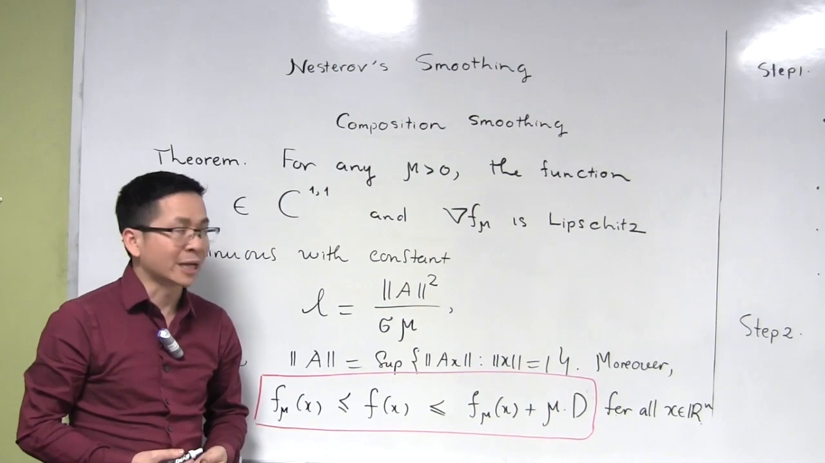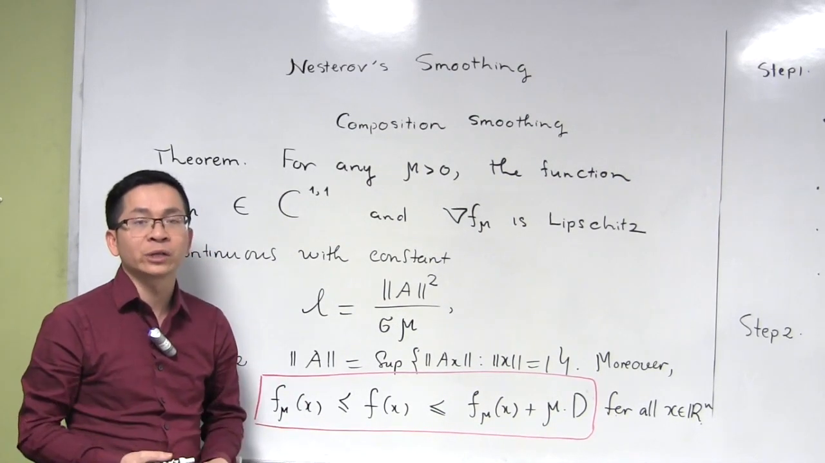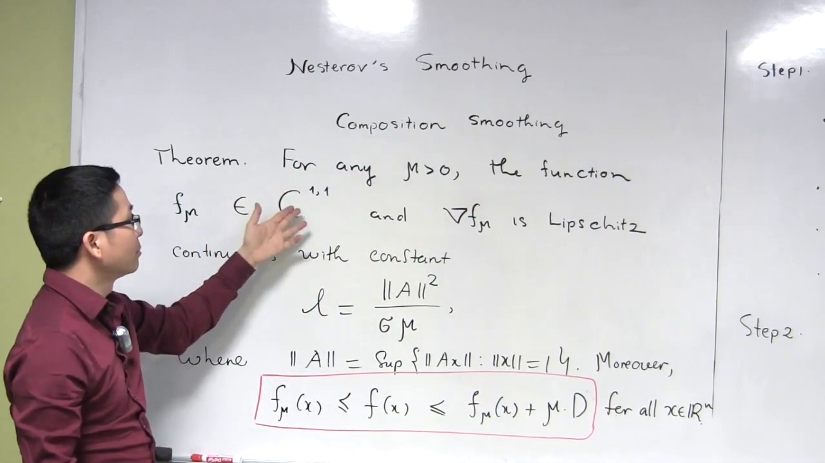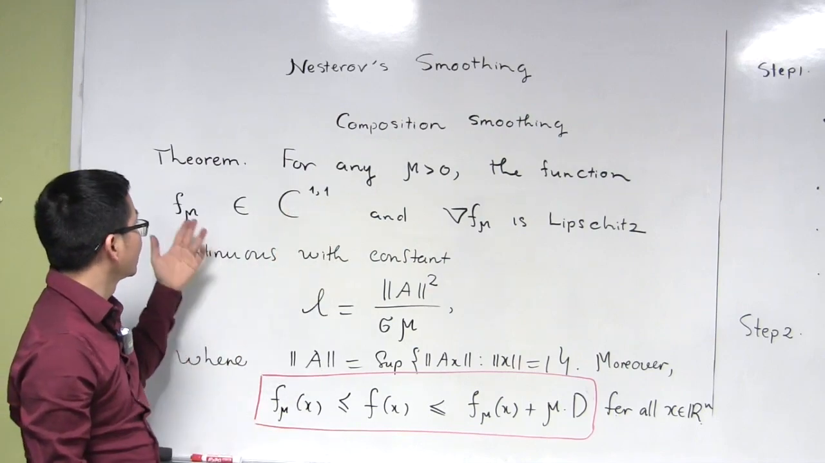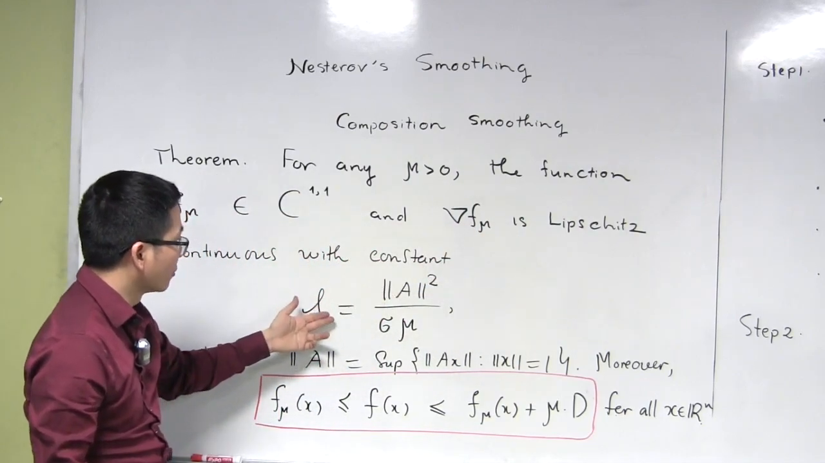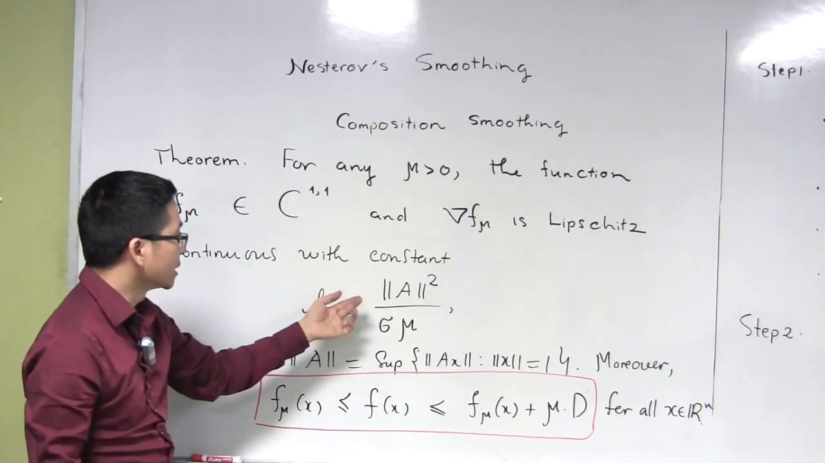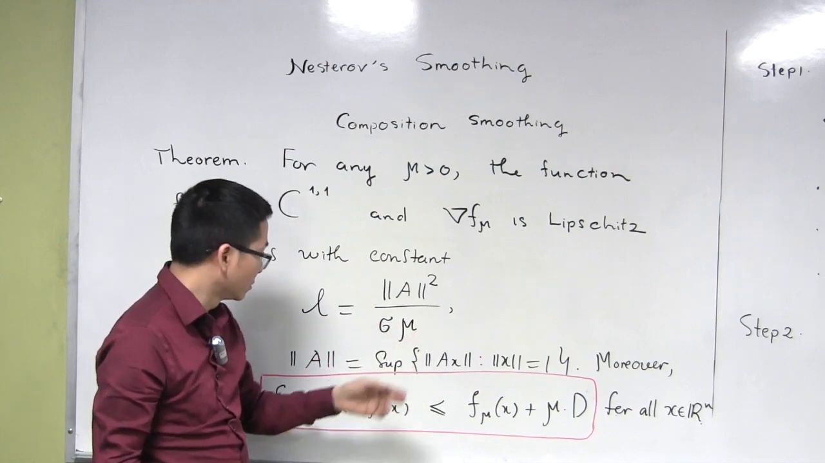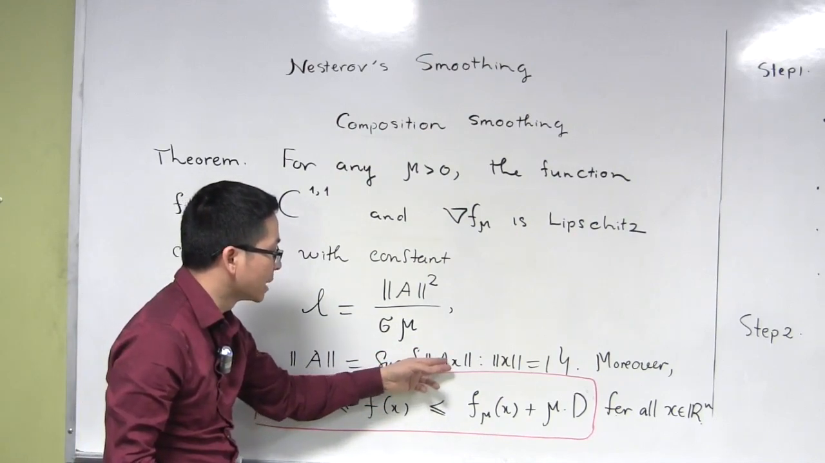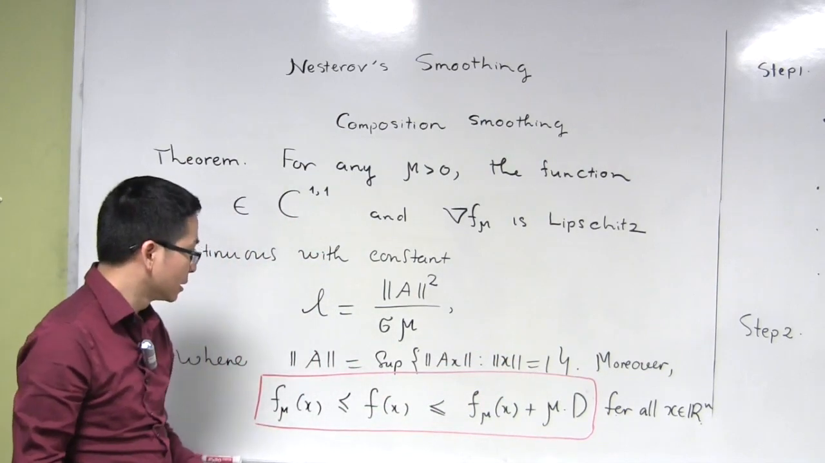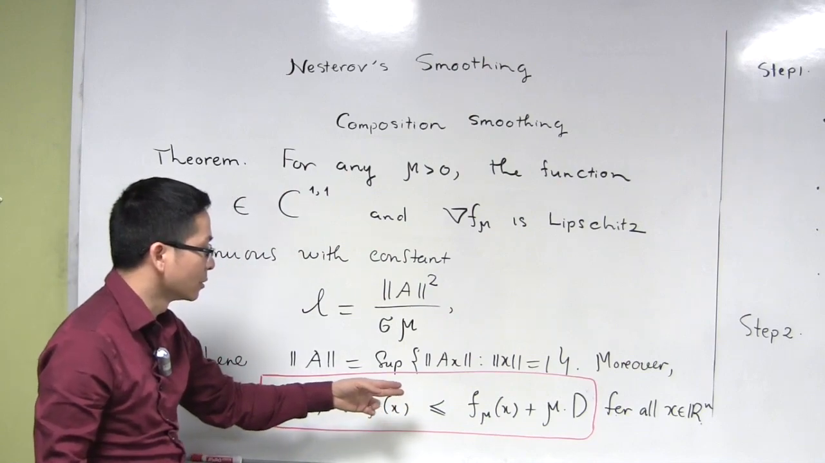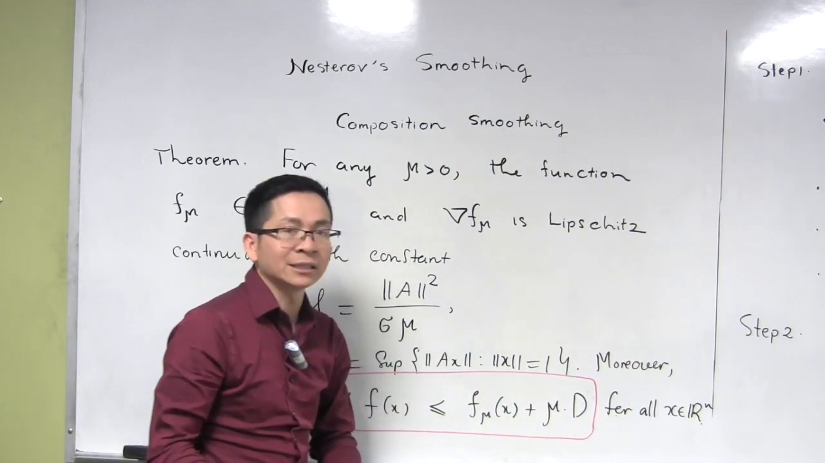In the next theorem, we are going to show that f_mu defines a class of smooth approximations for the original function f. For any mu greater than 0, the function f_mu belongs to C^{1,1}. That means f_mu is a C^1 function and its gradient is Lipschitz continuous with Lipschitz constant L given by the following formula. L is the norm of A squared over sigma times mu. Here, the matrix norm of A is defined as the supremum of the norm of Ax where the norm of x is equal to 1. We also have this estimate: f_mu(x) is less than or equal to f(x), which is less than or equal to f_mu(x) plus mu times the supremum of d, for all x in R^n.